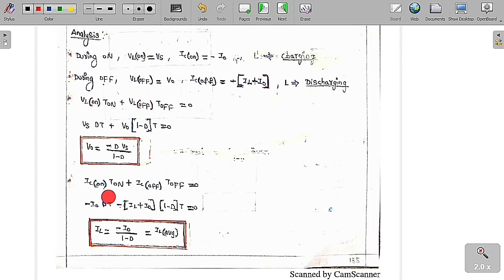And I am going to apply that the average value of the capacitor current is always equal to 0. So IC on into T on plus IC off into T off is equal to 0. IC on is equal to minus I naught, T on is equal to dT, whereas IC off is equal to minus of IL plus I naught, and T off is equal to 1 minus d into T. If we solve this equation, we get IL average is equal to minus I naught by 1 minus d. So the average value of the inductor current is equal to minus I naught by 1 minus d.